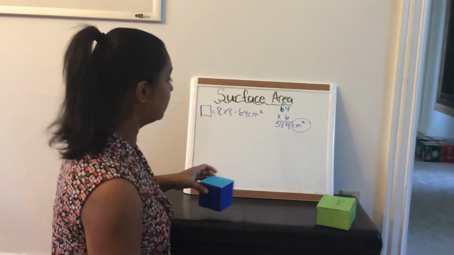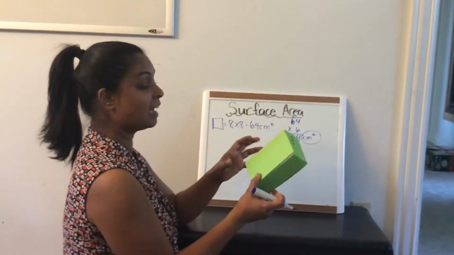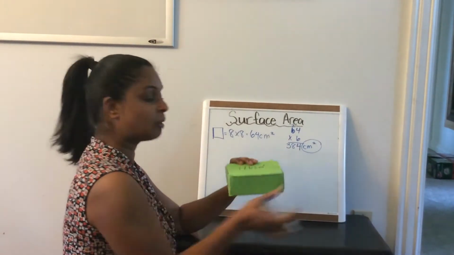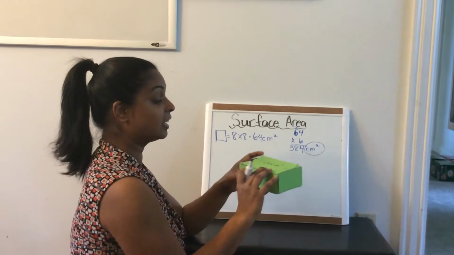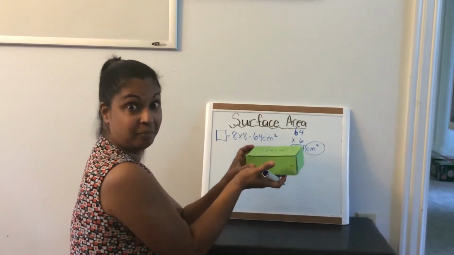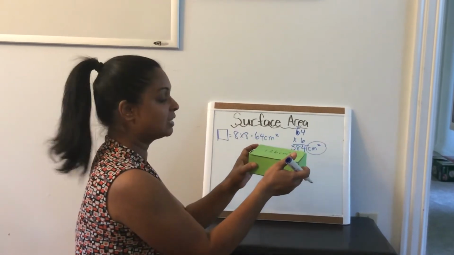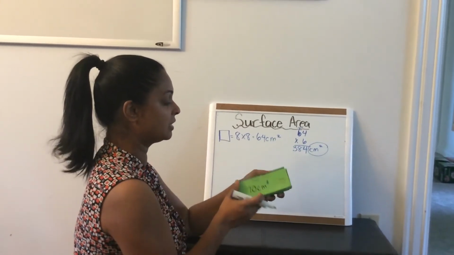If you were doing a rectangular prism, it does not have faces that are all the same. It has 6 rectangles, but they're different. Now we do know that top and bottom will be the same rectangle. The 2 sides will be the same rectangle, and your front and back will be the same rectangle.